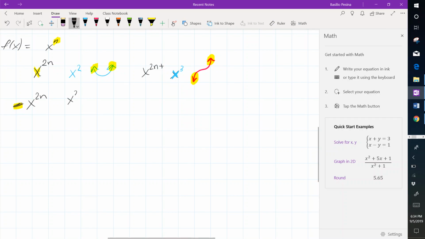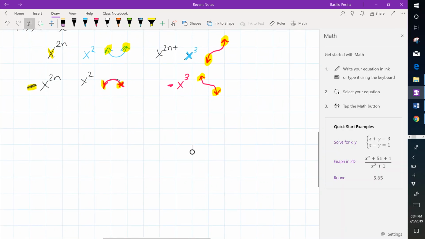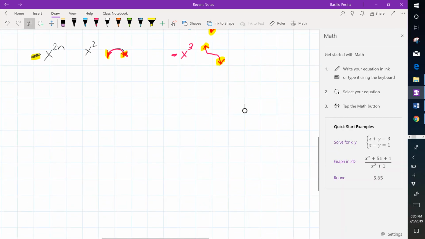If they happen to be negative, it will behave like negative x squared, which we know is just reflected across the x-axis. Same thing occurs if it is negative x cubed. Now it looks like this, but the end behavior is what we care about. So let's go ahead and do a quick little example, and let's begin.